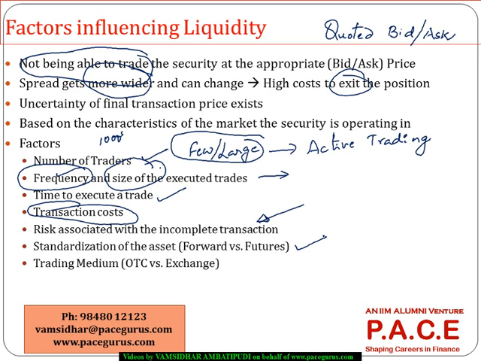Similarly, the mechanism where it is traded also, like exchange traded contracts generally have high liquidity and hence low liquidity risk, whereas over the counter kind of transactions, they definitely have higher liquidity risks. So these are some of the things that we need to understand when we talk about the liquidity and factors that are impacting the liquidity and leading to liquidity risk.